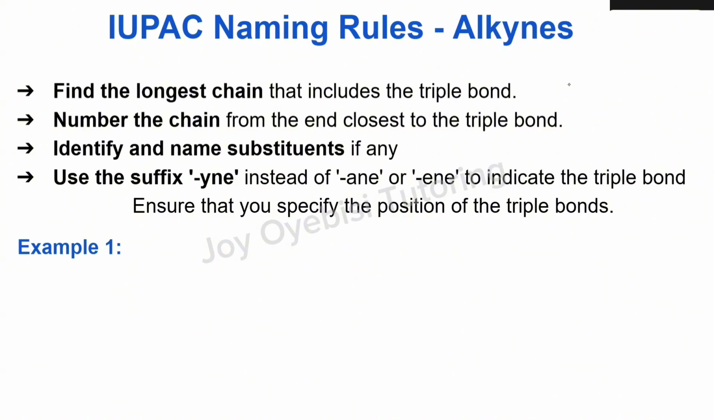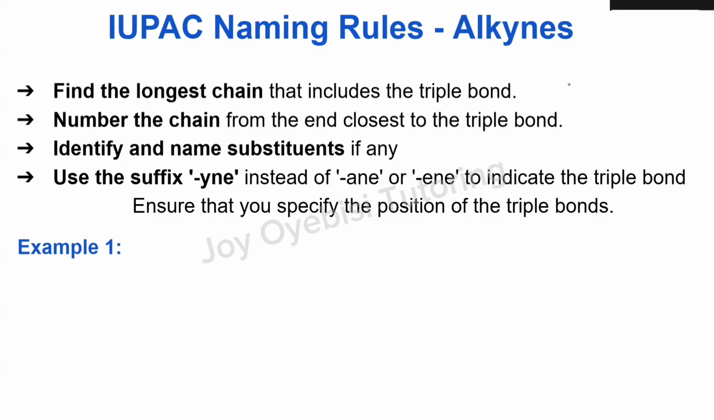The rules that we use for naming alkynes are: 1. Find the longest chain that includes the triple bond. 2. Number the chain from the end that is closest to the triple bond, and then identify and name substituents, if any. 3. Use the suffix -yne instead of -ane or -ene to indicate the triple bond, and also ensure that you specify the position of that triple bond.